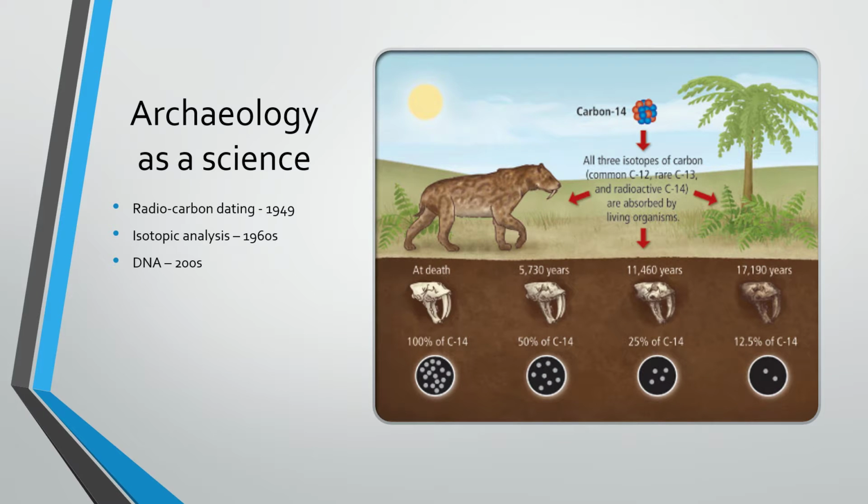And then the next key development, just after this classification phase, which goes up to the 1960s, is that archaeology starts to become more of a science. After World War II, in 1949, a chemist called Willard Libby invented radiocarbon dating, which physically dates objects through isotopic analysis of carbon to find out how old they are. You can see on this graph how this is done.